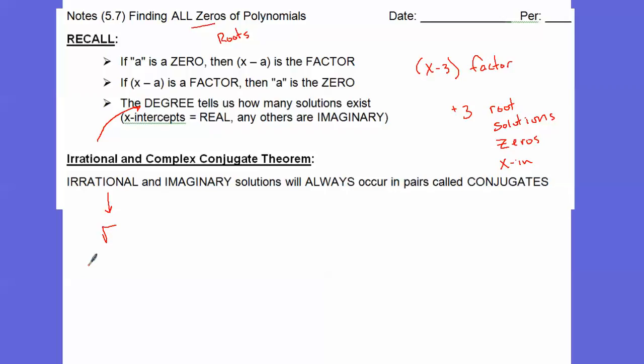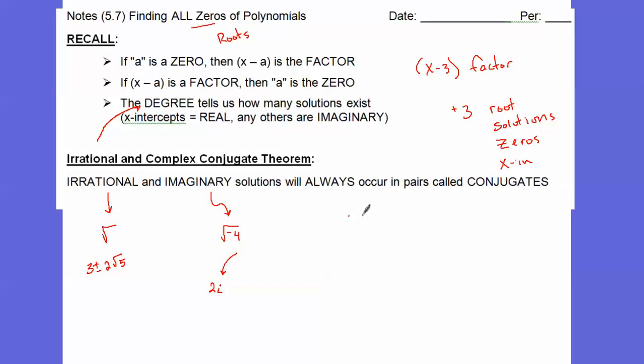Irrational, remember this is talking about any answer that has a radical as its part. So we've had answers that look like 3 plus or minus 2 square root of 5. This would be called irrational. Or imaginary, anything where we have a negative inside of a radical, for example, negative 4, this would convert, as we remember, to the letter i and 2.